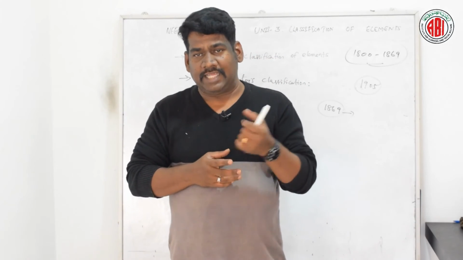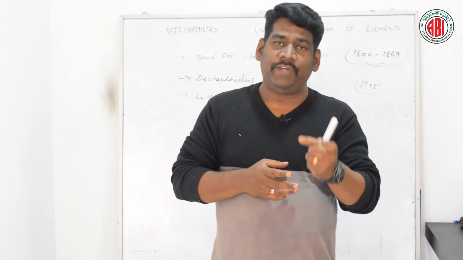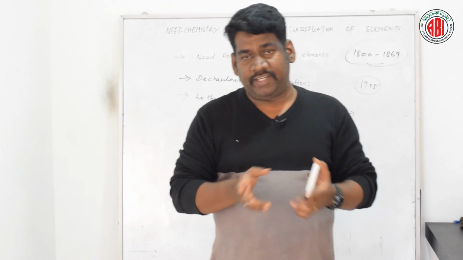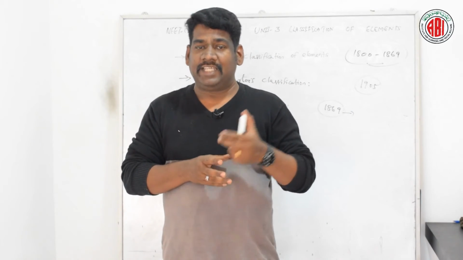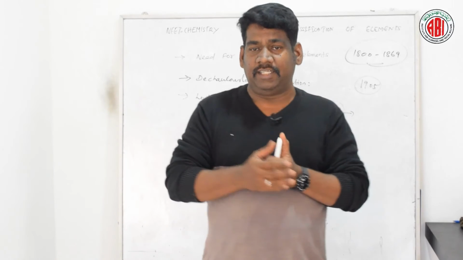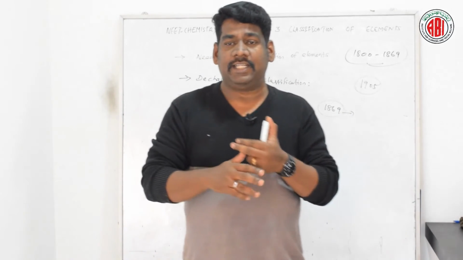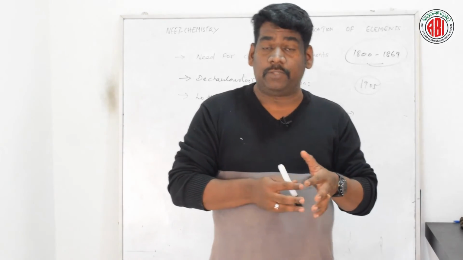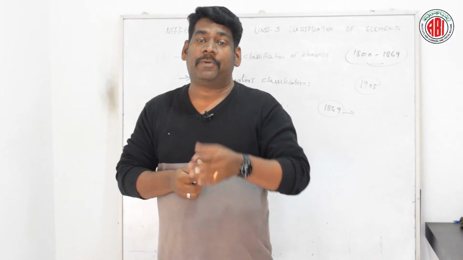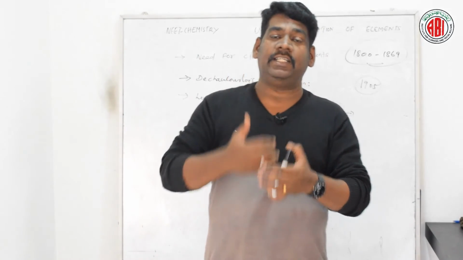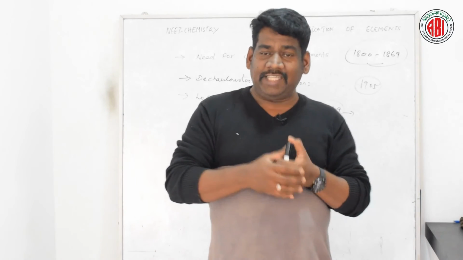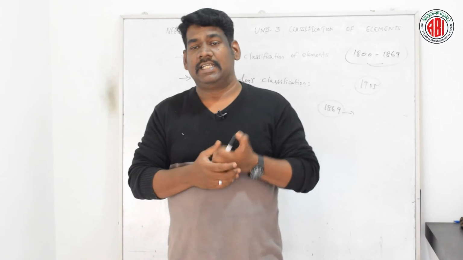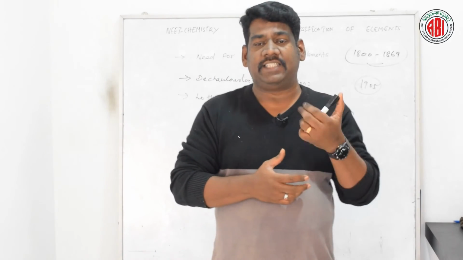Say for example, gallium and germanium. These two were not discovered at the time when Mendeleev framed this periodic table, but he left gaps for these elements. He predicted they would be discovered in the future and would show the same or similar properties as the earlier elements. So he tentatively named them Eka aluminium and Eka silicon.